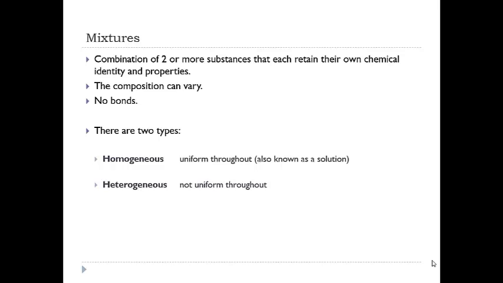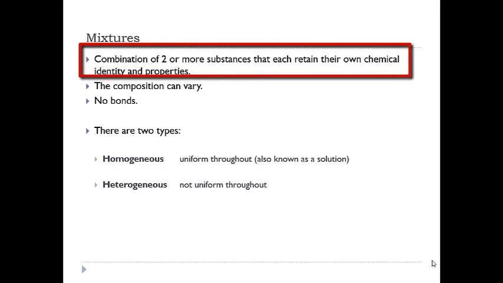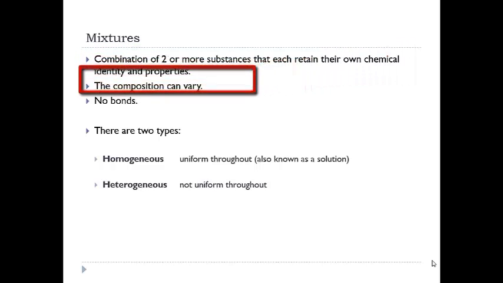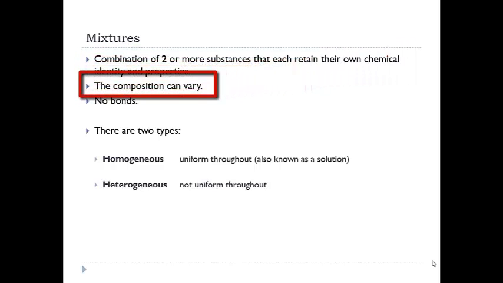A mixture is another classification by composition. A mixture is a combination of two or more substances that each retain their own chemical identity and properties. So when you put a mixture together, the different components keep their own properties, as opposed to a compound where they change. The composition of mixtures can vary.